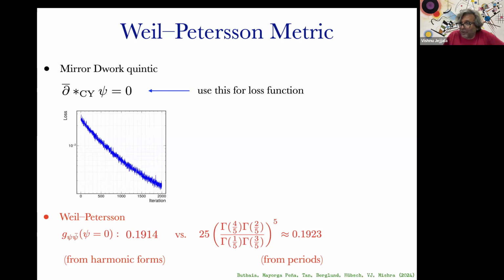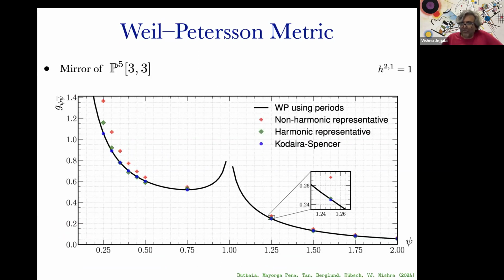So these numbers are fairly close, and they indicate that the numerics associated to the Ricci-flat metrics match the analytics where the analytics exist. So in the case of the mirror of the cubics in P5, something similar happens.